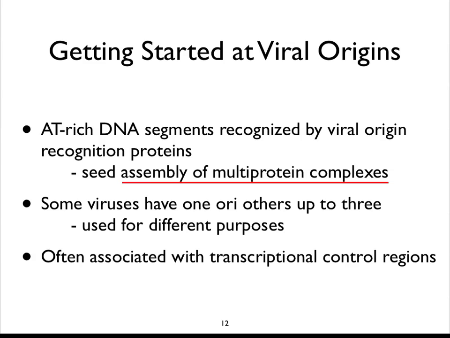Okay, so getting started. As I've said to you, these origins of DNA replication tend to be AT-rich segments, and that's because AT is an easier base pair to melt than GC. So that's an accessibility issue. Once these segments are recognized by the origin recognition proteins, they seed assembly of multi-protein complexes.